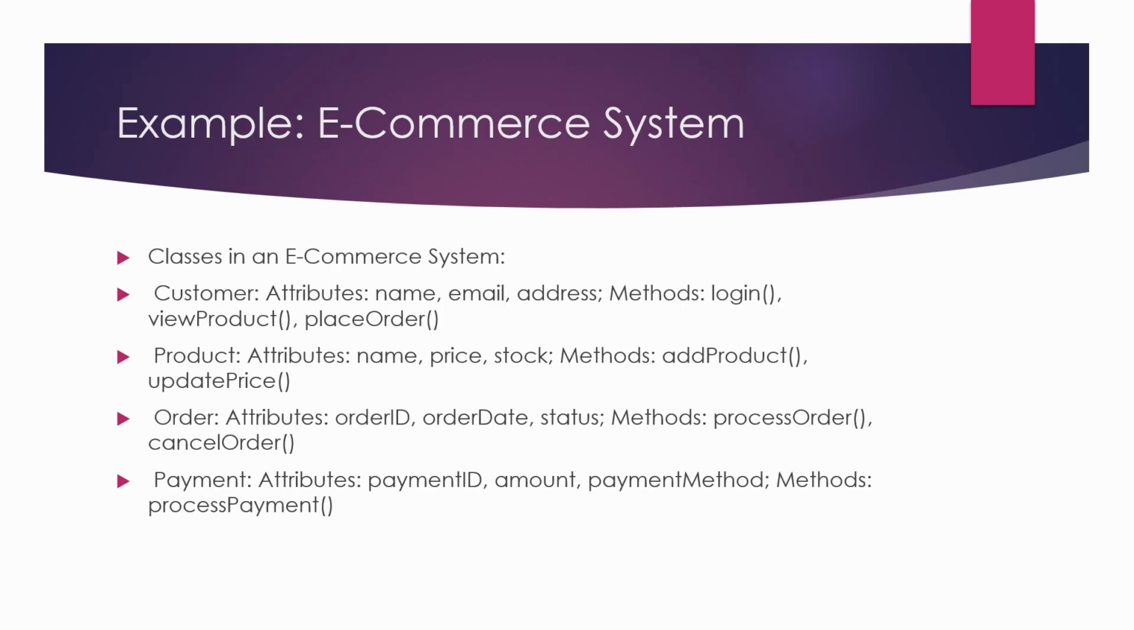Let's look at an example of a class diagram in the context of an e-commerce system. Here we have several classes: a customer, a product, an order, and a payment. Each class has attributes like the customer's name or the product's price and methods such as placing an order or processing a payment. These classes interact with each other to complete the e-commerce workflow.